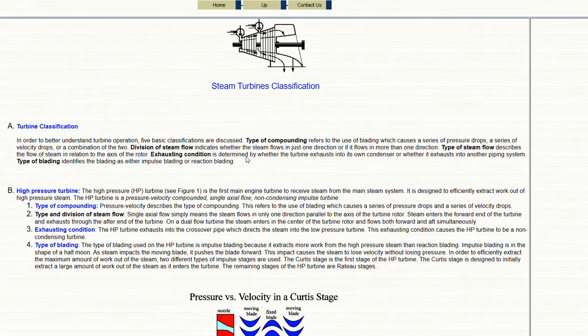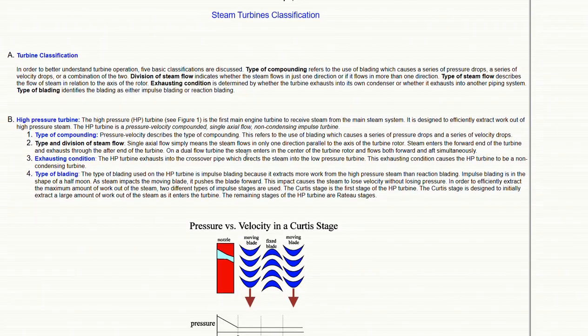You have to know about all of these: turbine classifications, types of compounding, velocity compounding, pressure compounding, and pressure velocity compounding. You have to know about all of these terms, and then types of steam. There are three types of steam actually: saturated steam, wet steam, and superheated steam, which is dry steam.